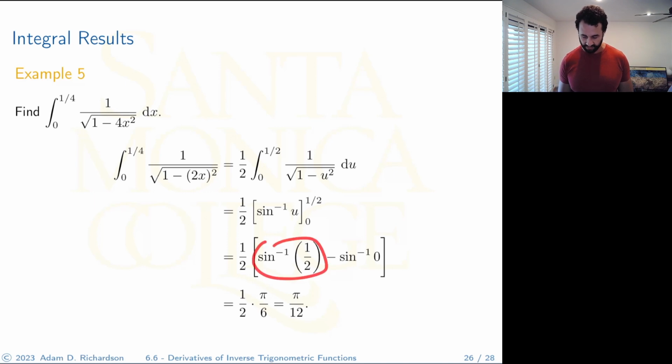So we get sine inverse of 1/2 minus sine inverse of 0. Sine inverse of 1/2 is pi over 6. That's the angle whose sine is 1/2. Sine inverse of 0 is the angle whose sine is 0. That's 0. So then we get pi over 12 in the end.